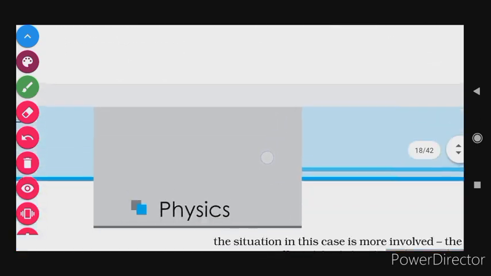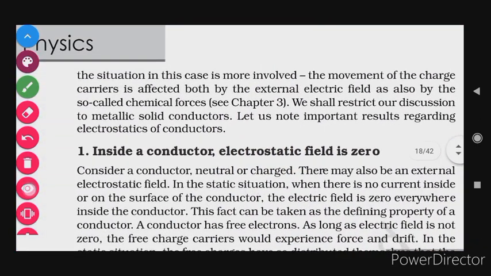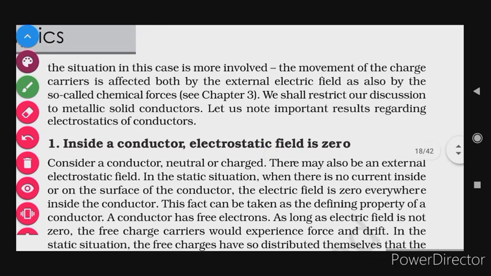But the situation in this case is more involved. The movement of the charge carriers is affected both by the external field and by the so-called chemical forces. So another factor comes in, the chemical forces, or the chemical energy stored in the battery, which we study in chapter number 3. Now we shall restrict our discussion to metallic solid conductors, and note the important results regarding the electrostatics of conductors.